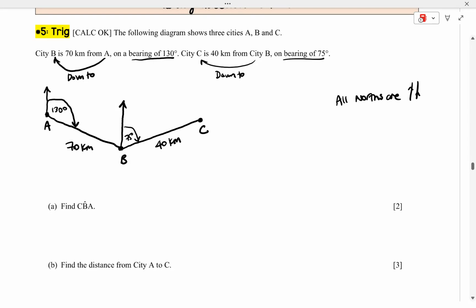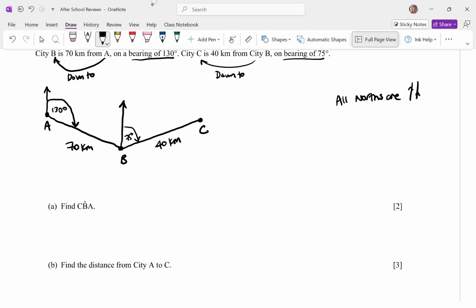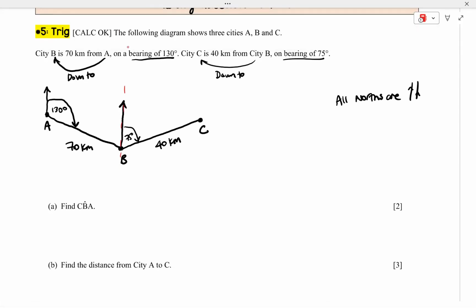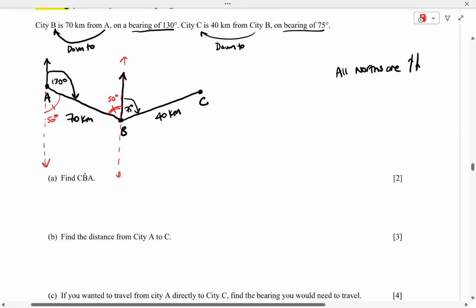Jason, would you like to walk us through how you knew it was 125? Actually, I think it charges pretty quick. So I'm like, okay, all norths are parallel, so I'm going to extend this. I'm trying to find CBA. I need that little piece right there. If I made a transversal, this is congruent to this. So if I just find the supplement of 130, it's going to be 50. If that's 50, then this is 50. So then I'm just going to add them together.